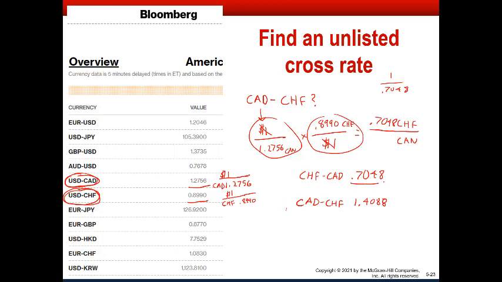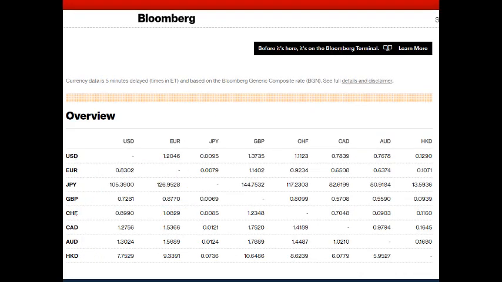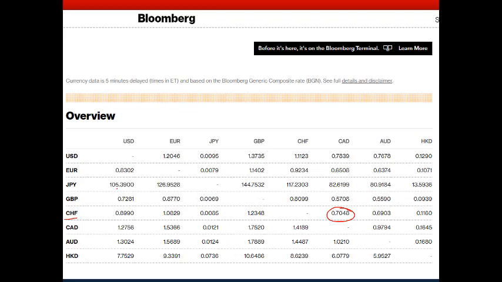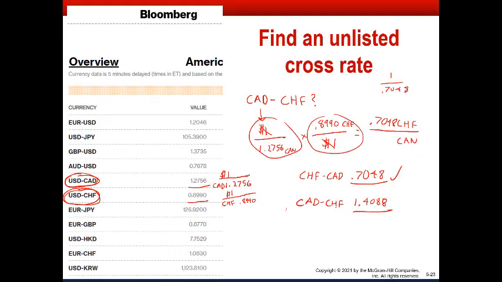Now let's check that out, make sure we did the math right versus a cross rate table, because we do have this. So the Swiss franc in terms of Canadian dollars, 0.7048, check, and the Canadian dollar in terms of Swiss francs, 1.4088. I think I have maybe just a little bit of a rounding error there, but that's pretty darn close.